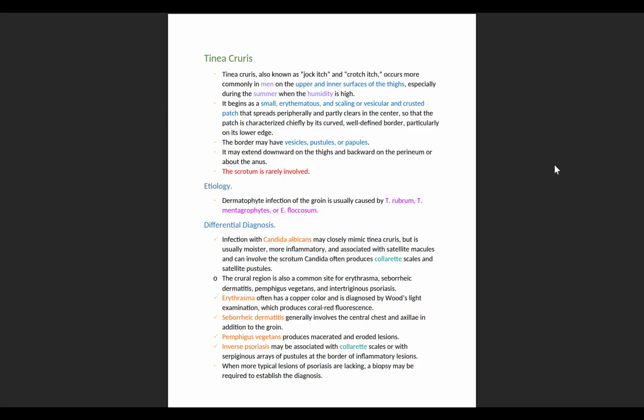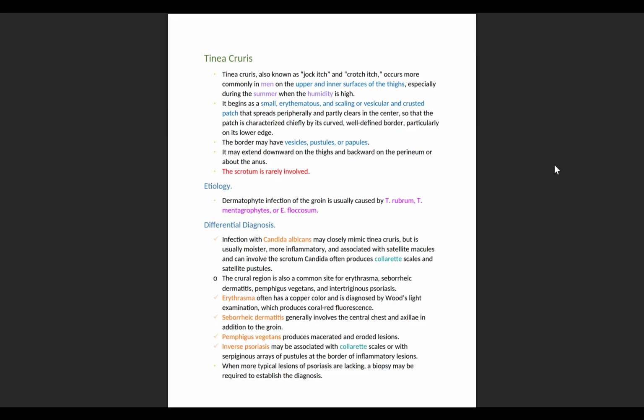It occurs more commonly in men on the upper and inner surfaces of the thigh, especially during the summer when the humidity is high. It begins as small erythematous and scaling or vesicular and crusted patches that spread peripherally and partly clear in the center, so that the patch is characterized chiefly by its curved, well-defined border, particularly on its lower edge. The border may have vesicles, pustules, or papules.